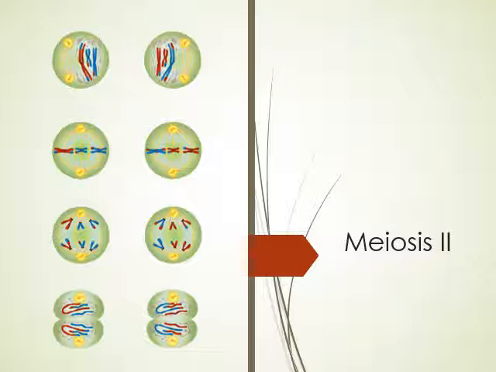So that's meiosis 2. You put meiosis 1 together with meiosis 2, and you end up with a haploid gamete at the end. You'll notice we start off with 2 chromosomes at the top. We end with 2 chromosomes at the bottom. The difference is these final gametes are all unique. They all have different combinations of genetic material.